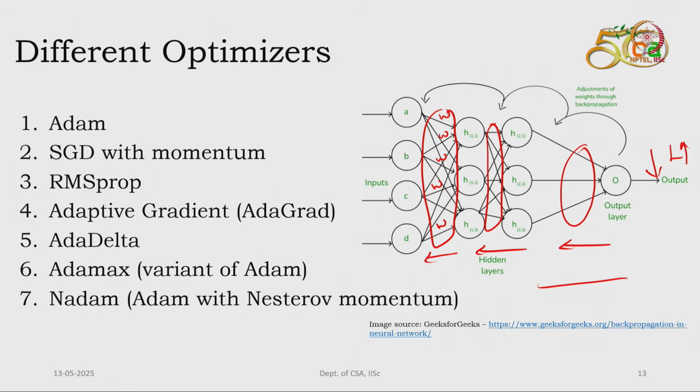Who is helping us to adjust? Why should we adjust this weight? Ultimately what is the aim? The aim is to reduce this loss. So what is an optimizer? An optimizer is a function which is used either to increase something or to decrease something. Here our aim is to decrease this loss. Therefore we have to use optimizers.